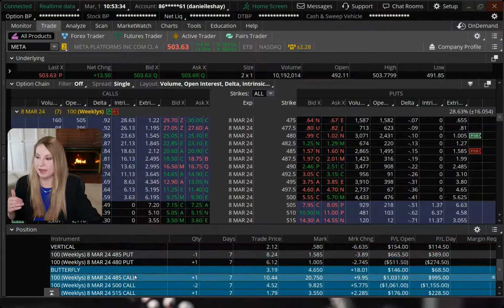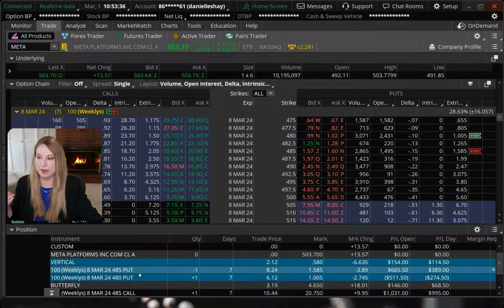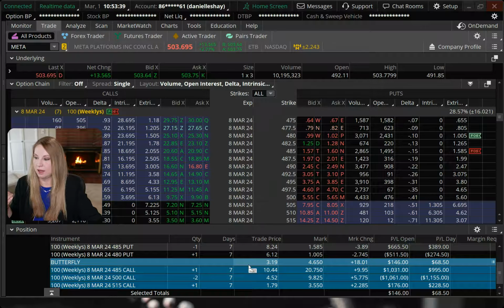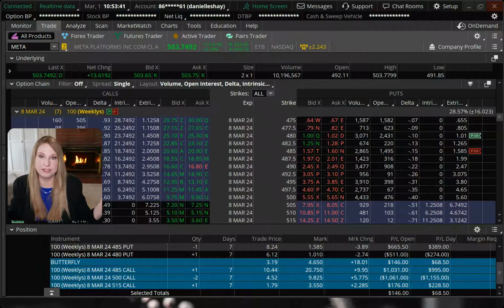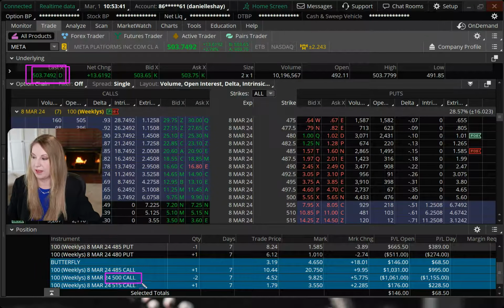Now, what about the butterfly? So I layered the butterfly with the put credit spread. This butterfly's up about 50%. Another thing that people will ask me all the time with the butterflies is, oh my gosh, what do you do if the ticker trades through the center strike of the fly? Well, what you can see right now is that's exactly what's happening. Meta's at 503.74. The center strike of my fly is at $500, but I'm still up 50% on this trade.